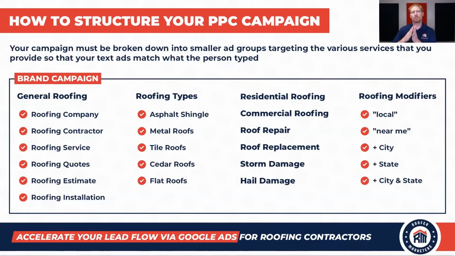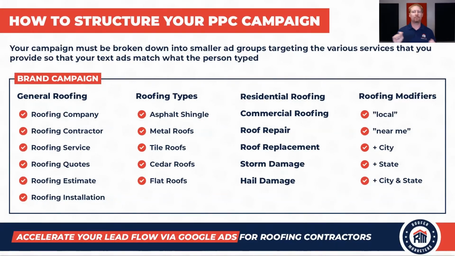There's also, you could build out campaigns around specific material types, right? Metal roofing, tile roofing, cedar roofs, flat roofs, commercial versus residential. Those are different keywords that you would bid on in those processes. Roof repair versus roof replacement, right? Different things. So you can't have these things all jumbled together.